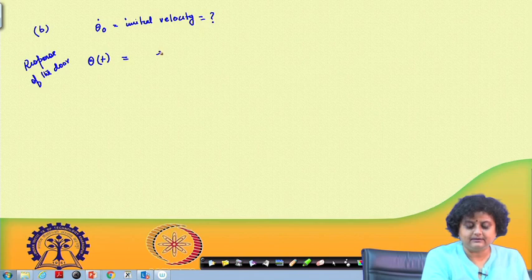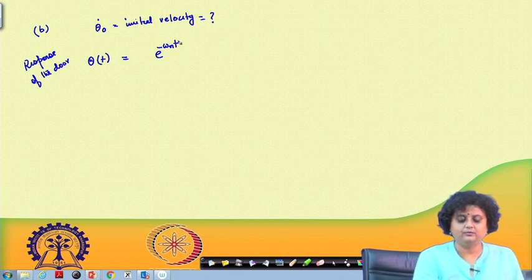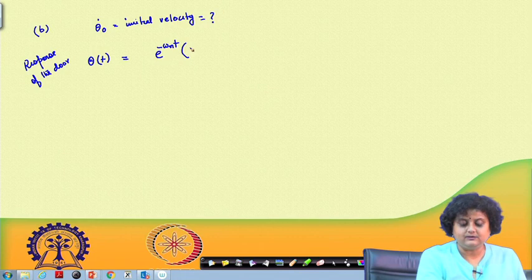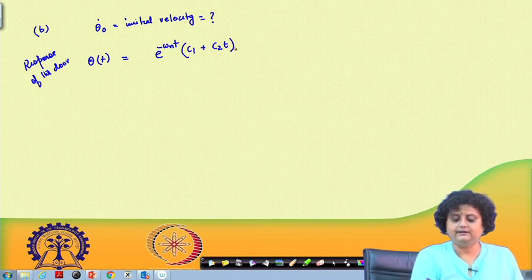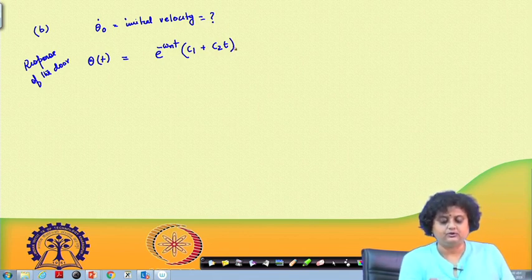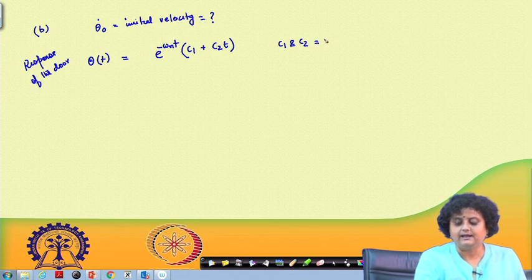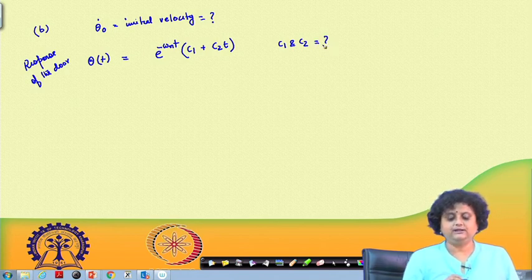Since it is a critically damped system, zeta is equal to 1. So, it is going to be e to the power minus omega n t into C1 plus C2 t. This we have evaluated earlier. We have talked a lot about why this is going to be the response. Now, I have to evaluate C1 and C2, which are not known to me, in terms of the initial conditions.